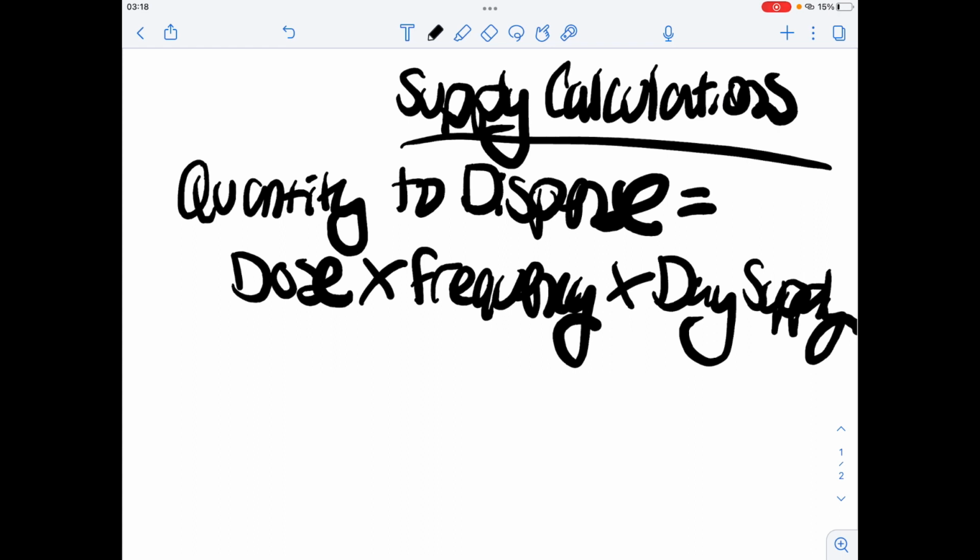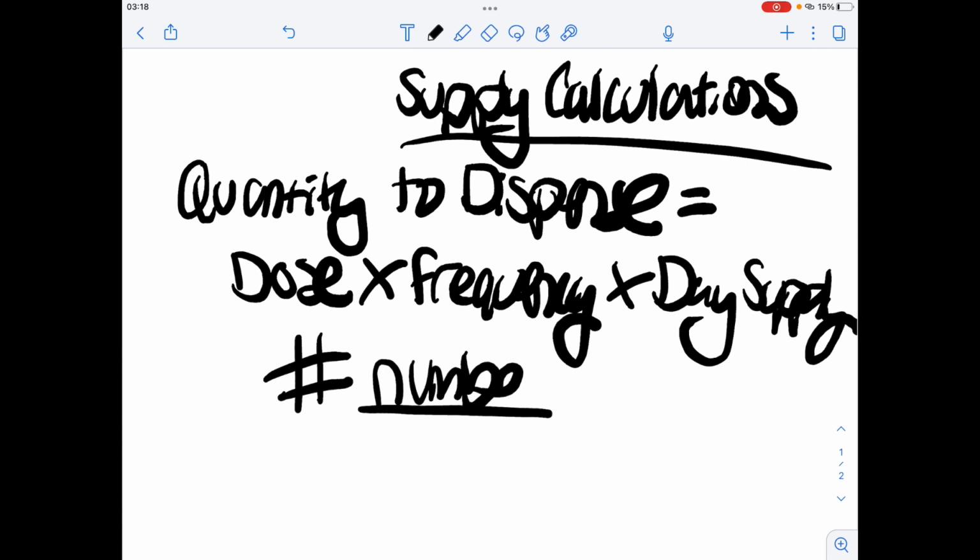So dose, amount you take at once, frequency, the amount of times you're taking it per day, and then the day supply, the amount of days it should last you. A lot of times, however, you won't even need to calculate quantity because it will be given from the doctor. So you'll see this by number sign and then next to a number. This number will be your quantity to dispense.